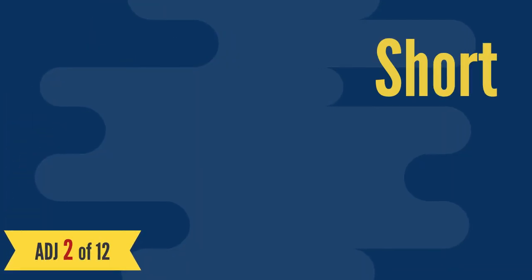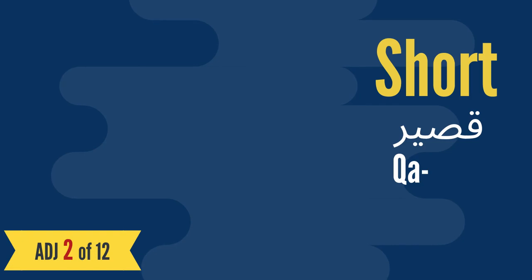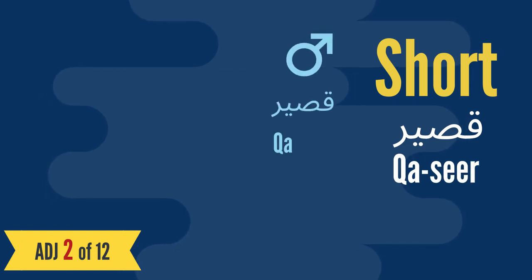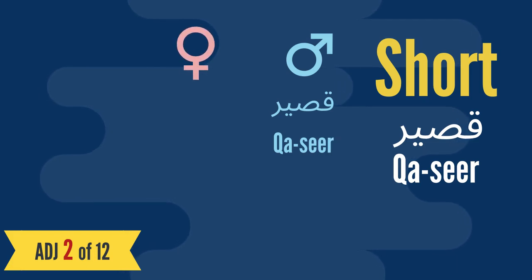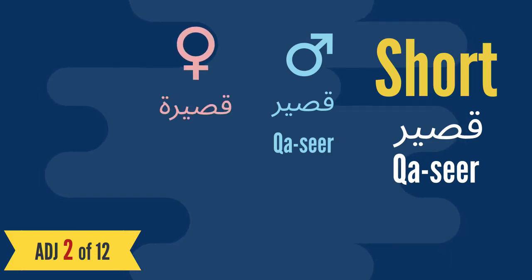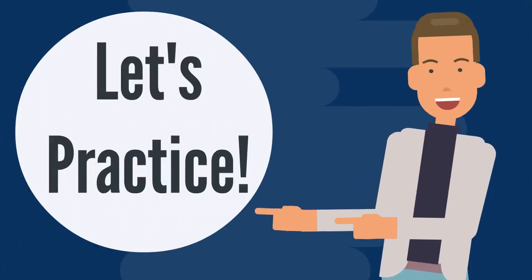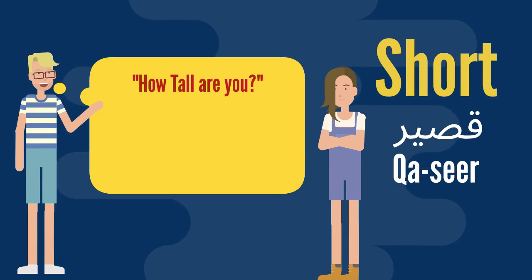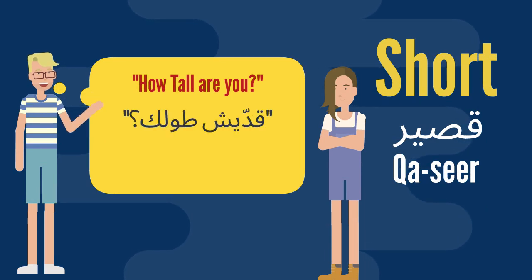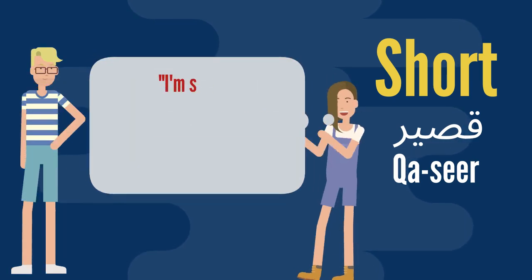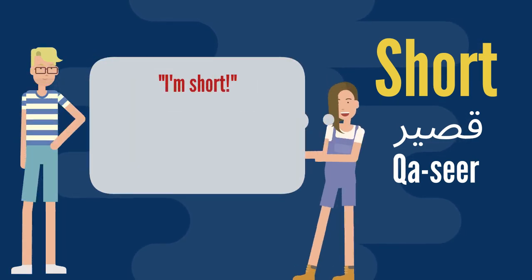Next is short. قصير. For male, we say قصير. For female, we say قصيرة. In plural, قصار. Let's practice. How tall are you? قديش طولك؟ I'm short. أنا قصيرة.